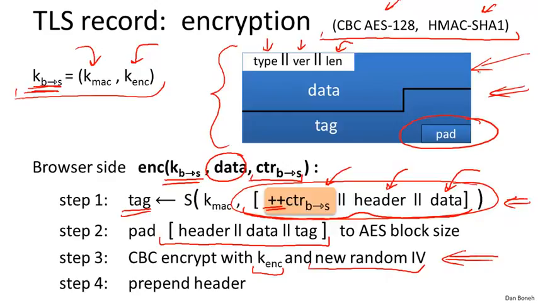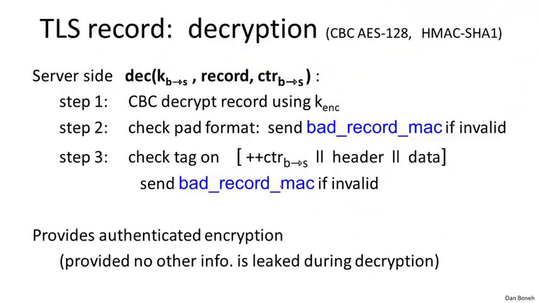The only difference from basic MAC then encrypt is the fact that there is a state, namely this counter is being included in the value of the MAC. And again, that's done to prevent replays. So let's see why that prevents replays. In particular, let's see how the record protocol decrypts an incoming record. So here comes an incoming encrypted record, and the server is going to use its own key that corresponds to data from browser to server, and its own browser to server counter.